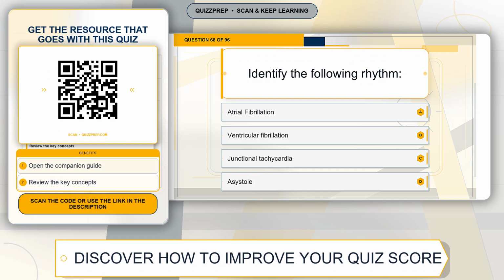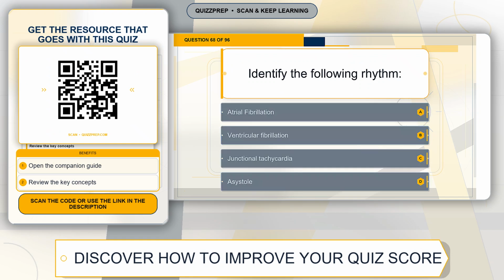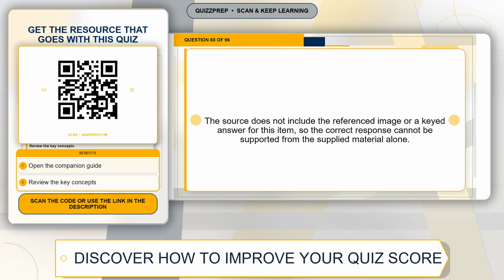Question 68. Identify the following rhythm. Option A, atrial fibrillation. Option B, ventricular fibrillation. Option C, junctional tachycardia. Option D, asystole. The correct answer is now shown. Explanation. The source does not include the referenced image or a keyed answer for this item, so the correct response cannot be supported from the supplied material alone.